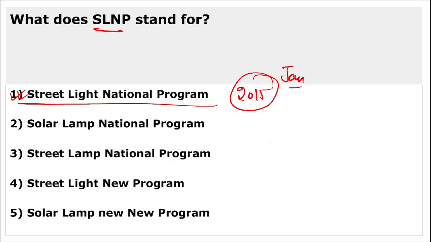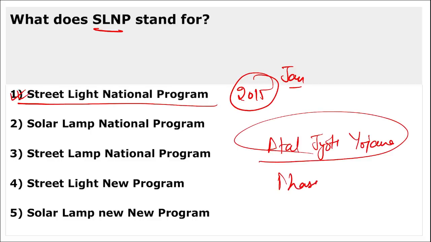All right. Then remember Atal Jyoti Yojana. Atal Jyoti Yojana phase 2 will provide installations of street lights in the remote rural and urban areas. So Atal Jyoti Yojana is also related to providing street lights that are efficient and contain LED lights. LED full form is light emitting diode.